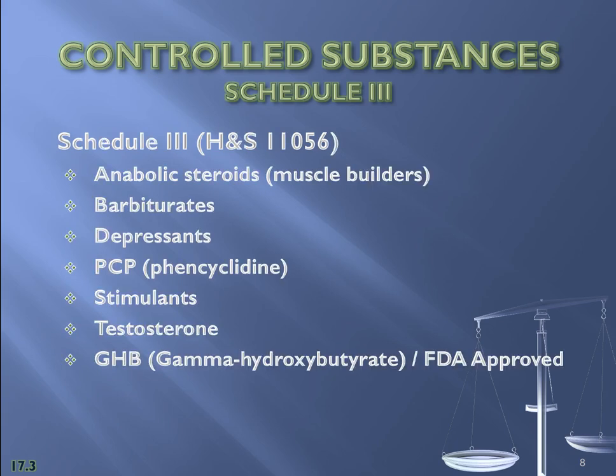And you're not going to have to know all of these, so don't panic about trying to memorize all the different ones here. Schedule 3, Health and Safety Code 11056, you can find things like anabolic steroids, barbiturates, depressants, PCP or phencyclidine, stimulants, testosterone, and again, GHB, but the FDA approved GHB.